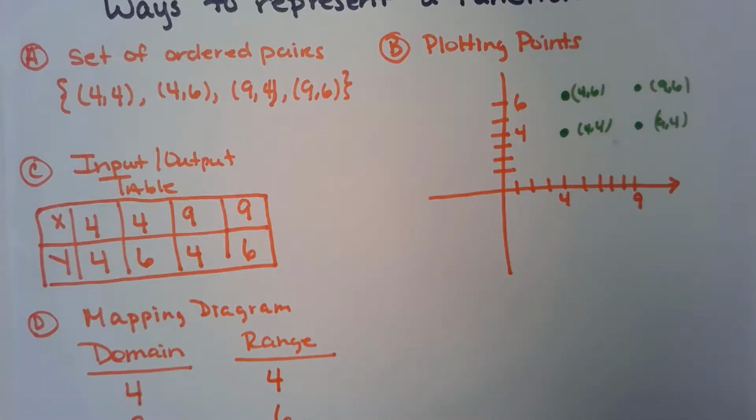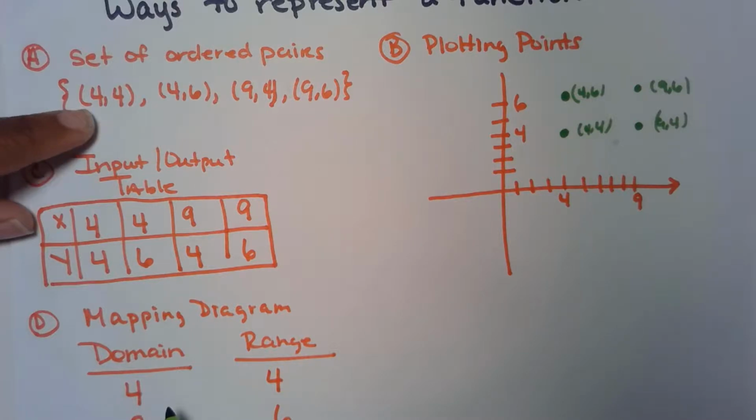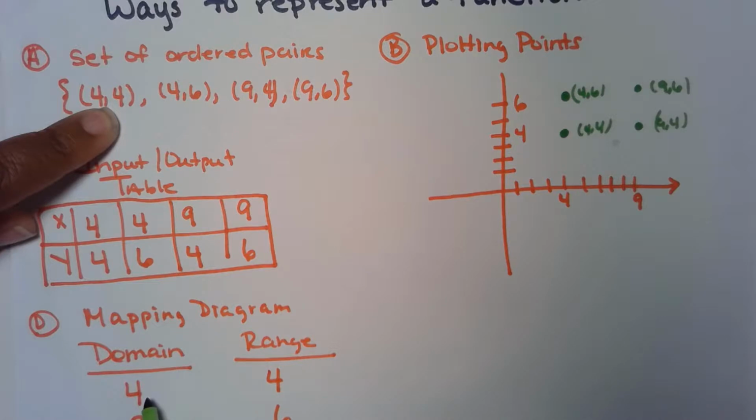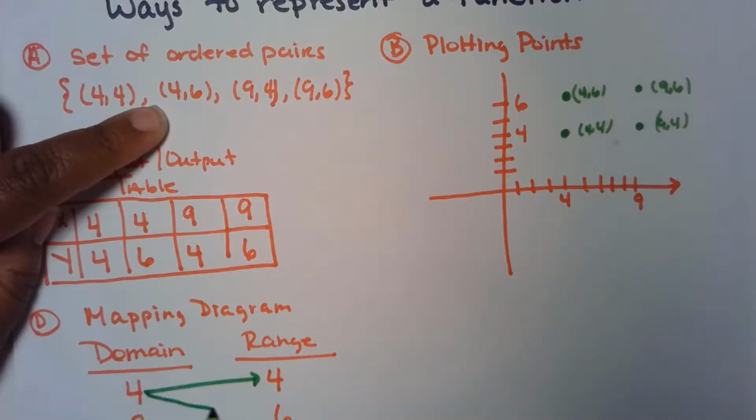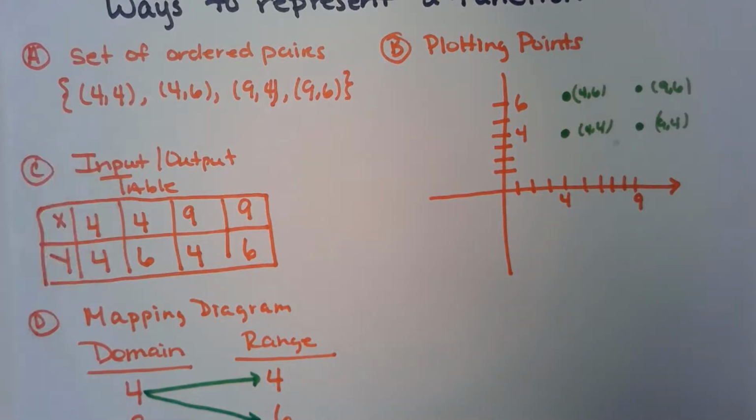So when we map, it's just like we're pairing. Let's look at the first ordered pair. We have the independent variable of 4, what will be the dependent? What pairs with it? What will be the domain and its range? So we have 4 pairs with a 4 here, and then we have 4 being paired with 6.